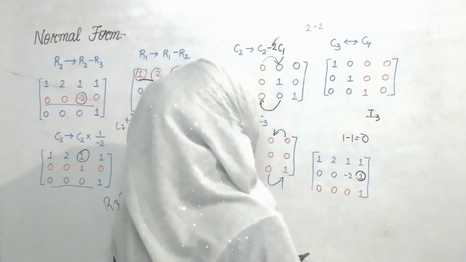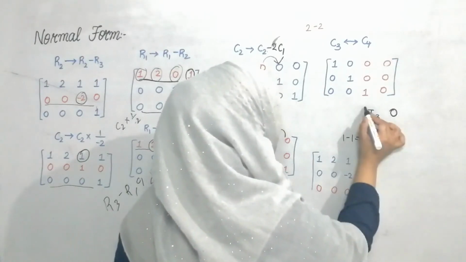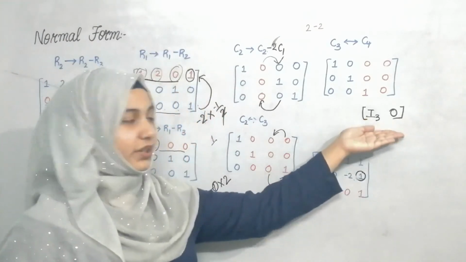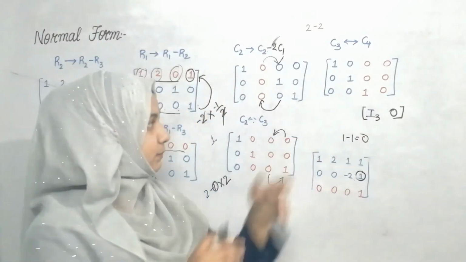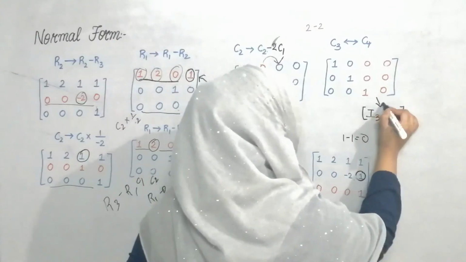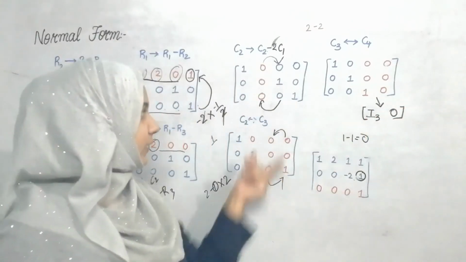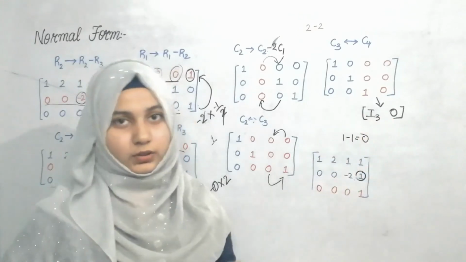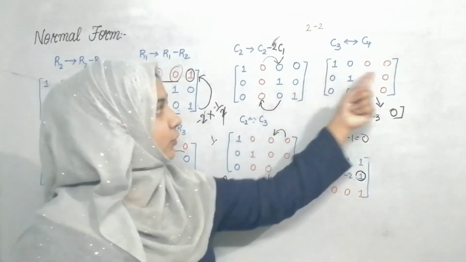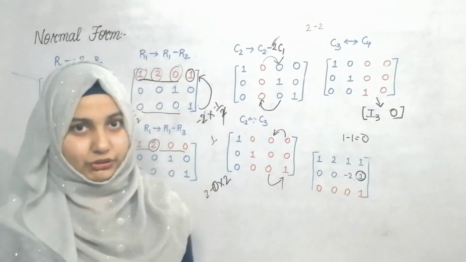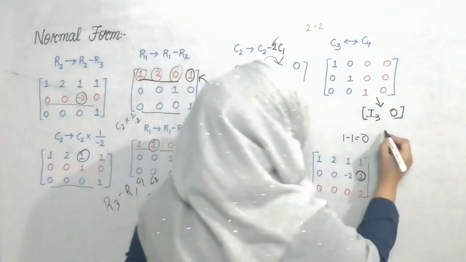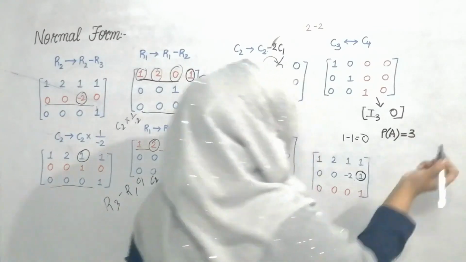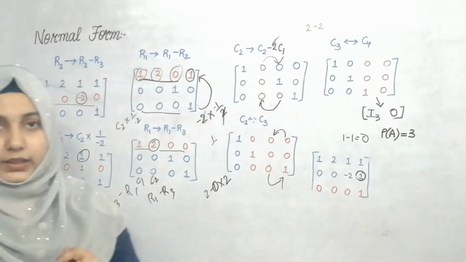This is a column which is 0, 0. So here this is now reduced to normal form. This matrix is now in this form. Getting why we interchanged the columns? So this is I3, 0. Okay. And what is the rank? The number of non-zero columns are 3. Non-zero rows are 3. So the rank of A is equal to 3.